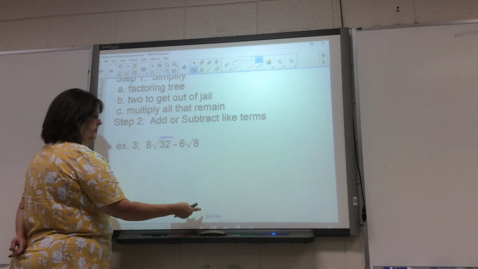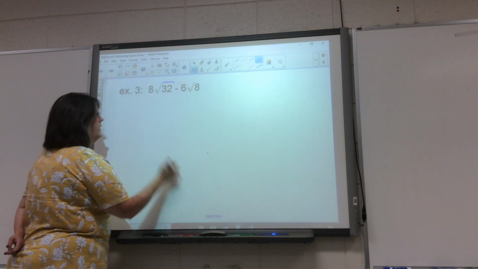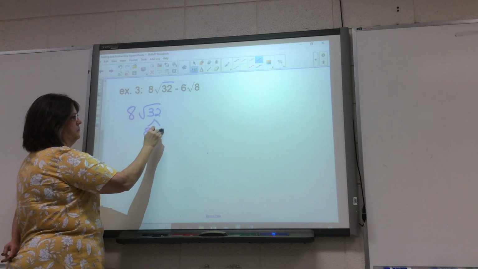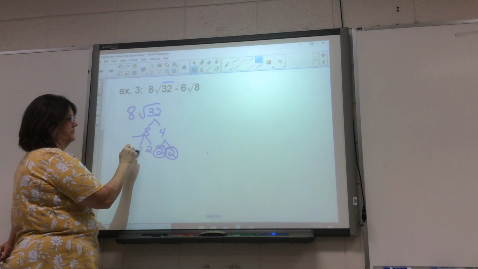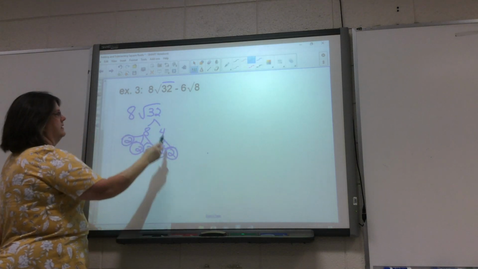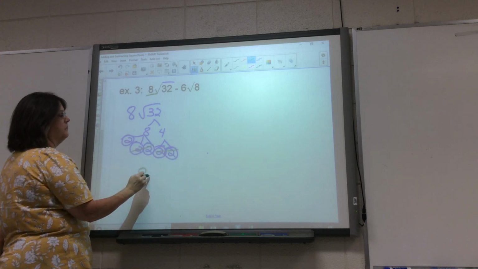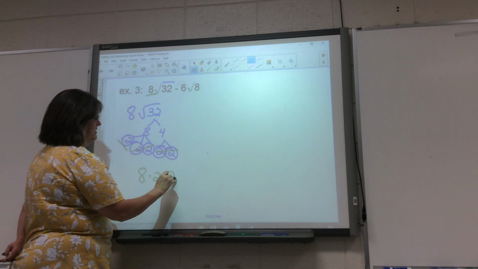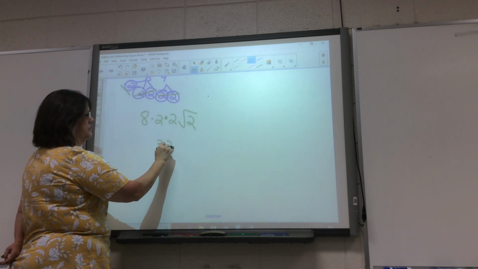So I'm going to take 8 square roots of 32, and I'm going to simplify that. 32 is 8 times 4. 4 is 2 times 2. And remember, 8 has 3 2's. So this has a multiplier of 8. So 8, and it takes 2 to bring 1 number out of jail. I'm bringing out 2 2's. And I have a 2 left over.